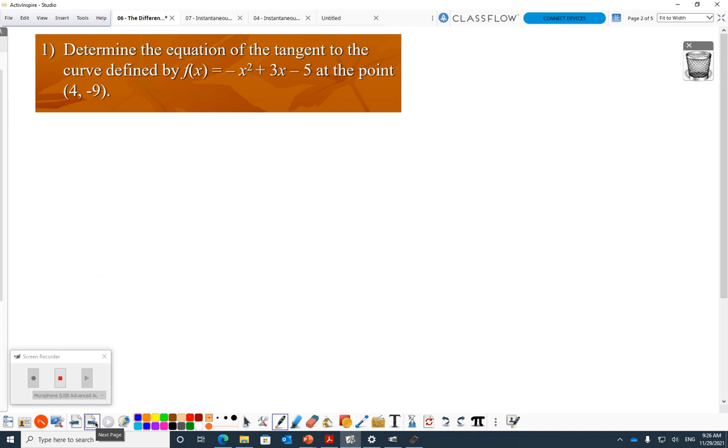Determine the equation of the tangent to the curve. Find slope, then equation. When you see a question like this, you're like, find the equation, what do you mean by that? We'll get to that in just a second. That's why we reviewed it in chapter 1, finding equations. For now, let's get the slope.